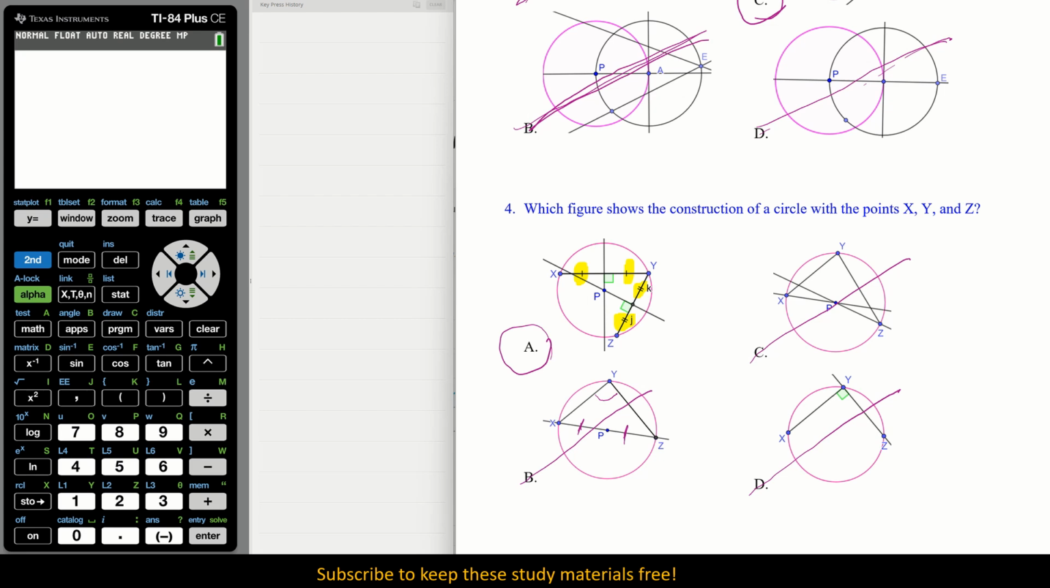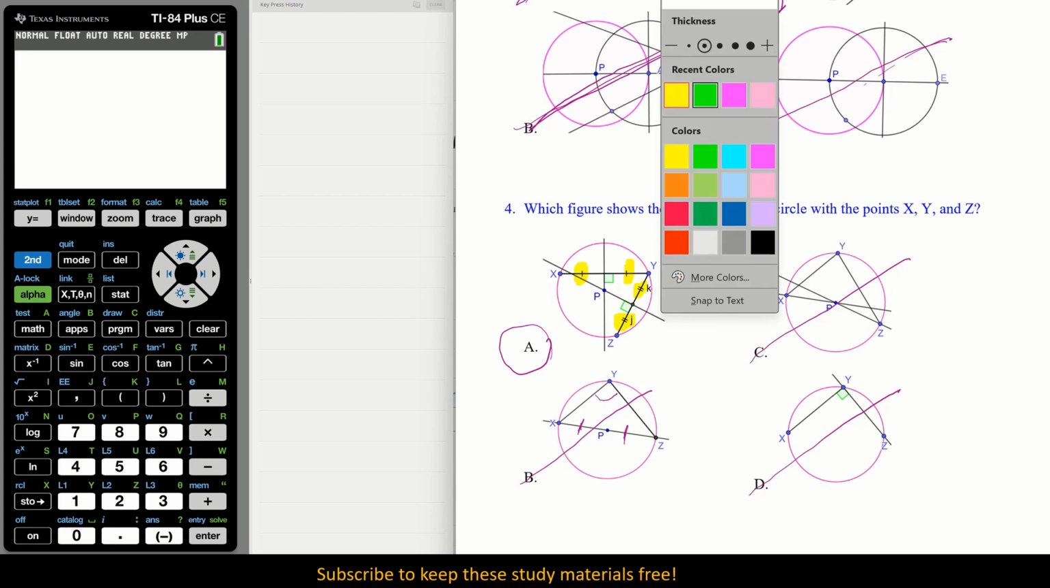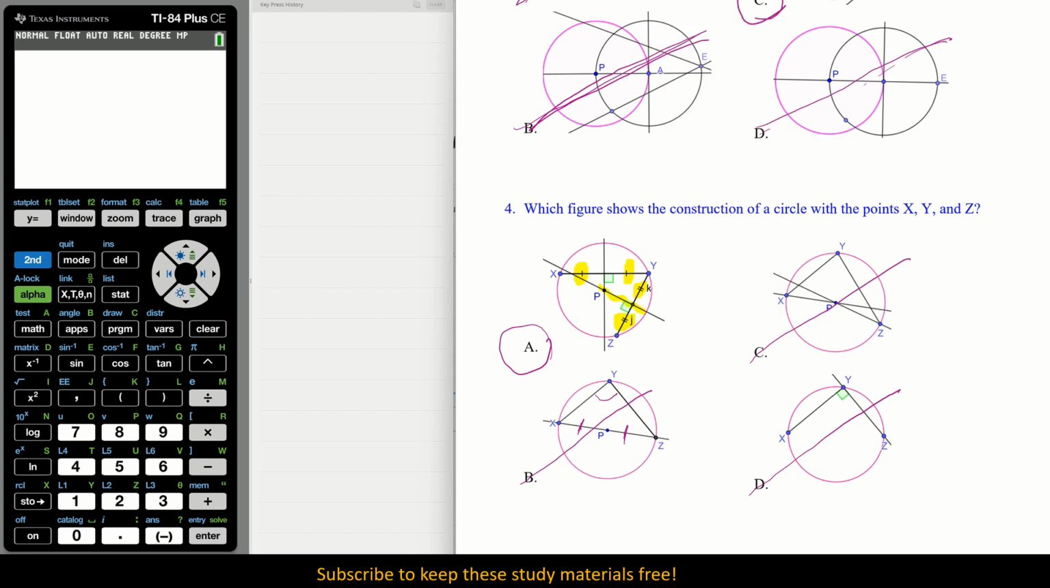And then they've given perpendicular. When you use these perpendicular lines from the chord, that also makes me believe here and here that we actually do have the center point of circle P. So that is the only construction that we can use. And that's the last question in this video.